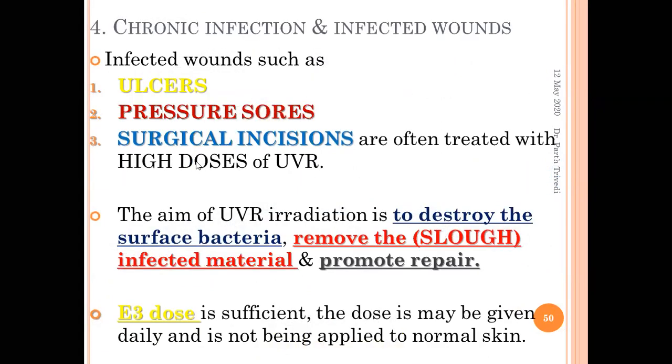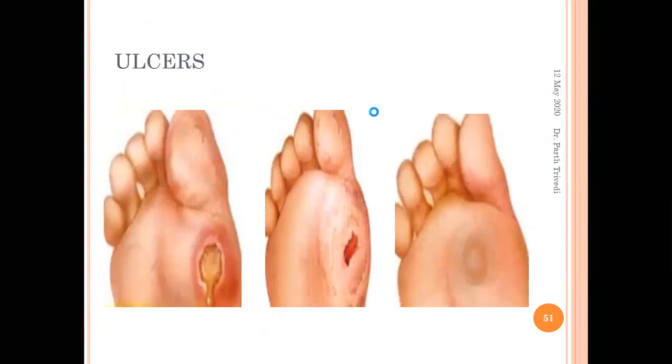Then we have open wounds, infected wounds and non-infected wounds. So ulcers, pressure sores, surgical incisions. What is the main aim? If it is infected, it is to reduce the infection by destroying the surface bacteria, remove the sludge, and promote the repair, that is healing. Generally, E3 dosage is given, and if the infection is very severe, you give E4 dosages. Clear? So you can see ulcer.